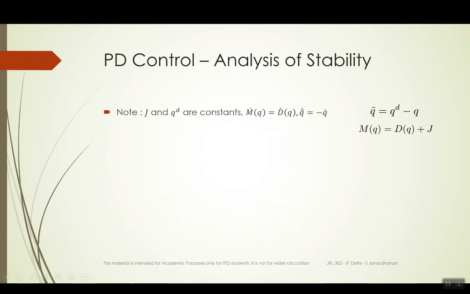Okay, but M dot of q is the same as D dot of q, where D is the inertia matrix that we get from the Euler-Lagrange equation. So M dot of q will be D dot of q, because M of q is just D of q plus J, and J is a constant, and similarly Q tilde dot will be minus Q dot.